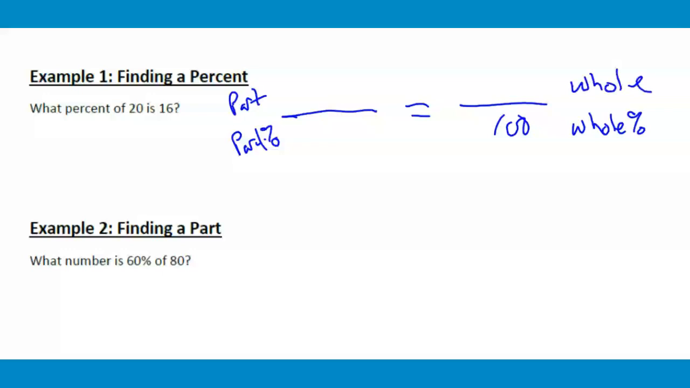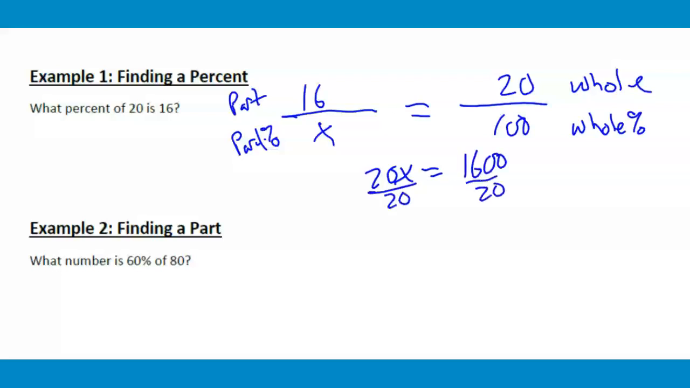So it says what percent? Well, part of the percent is the part I don't know, so that's going to be the x. Of 20, so that of means the whole amount, so 20 goes over here. And then is 16. 16 is part of the number. So now do your cross products just like before. 20x equals 1,600. Divide each side by 20, and you get x equals 80. What percent? 80%. Here we need to put the percent sign back on.